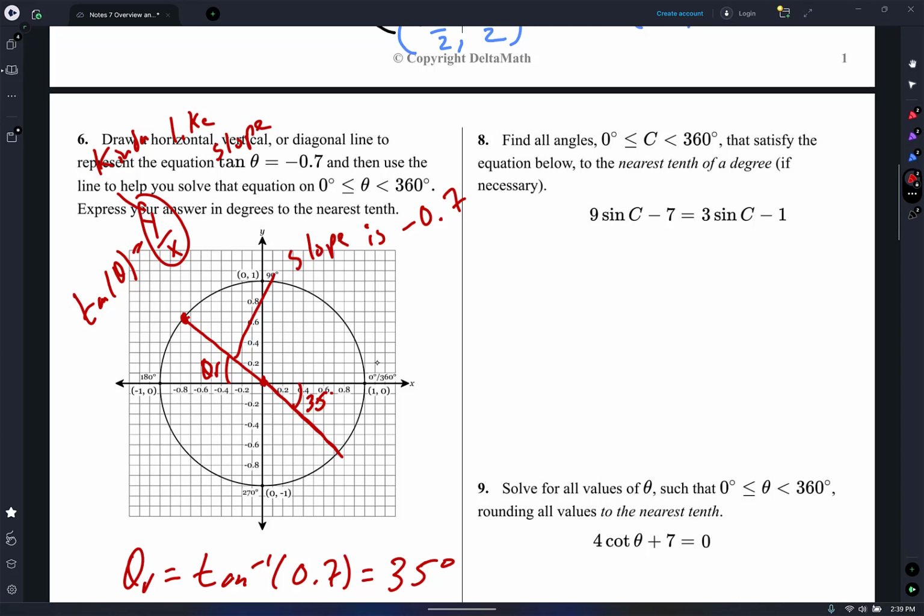On the left-hand side, I have 9 sine c minus 7 on the left of the equal sign. On the right-hand side, I have 3 sine c minus 1. You want to grab all the sine c's together. So I'm going to move that 3 sine c, subtract 3 sine c. What is 9 minus 3? So I write 6 sine c, and then I'm going to move that negative 7 to the other side of the equal sign. So when I do that, you add 7. Negative 1 plus 7 is 6 as well.